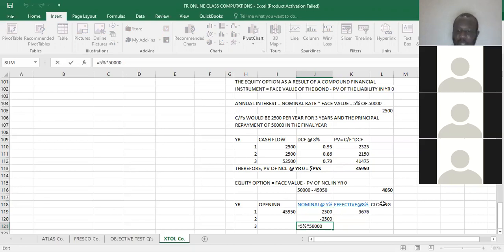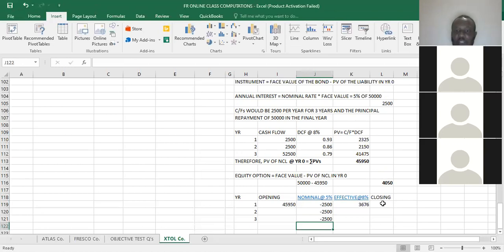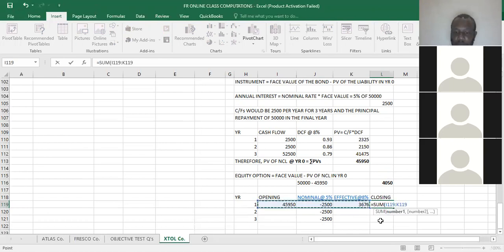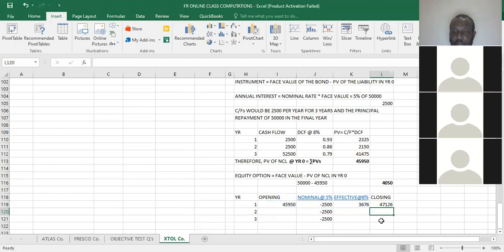Maybe when we discuss this later, I'll try and explain this to you. Now it means finally that your closing will be the sum of the opening minus nominal plus effective. That's your closing figure, and your closing figure is that figure there. Now, if you continue this process through, in year 3, you will get that 50,000.